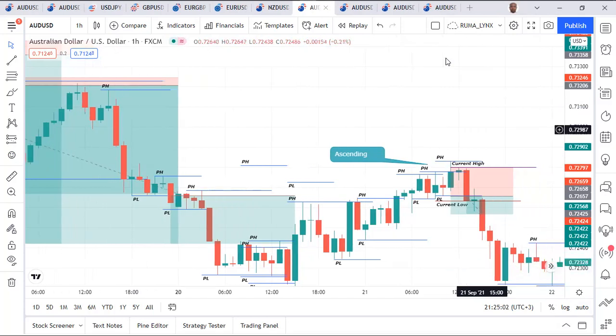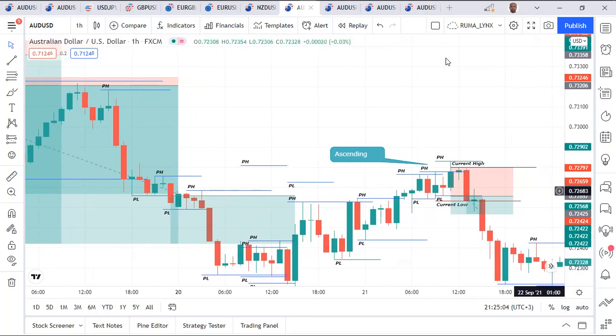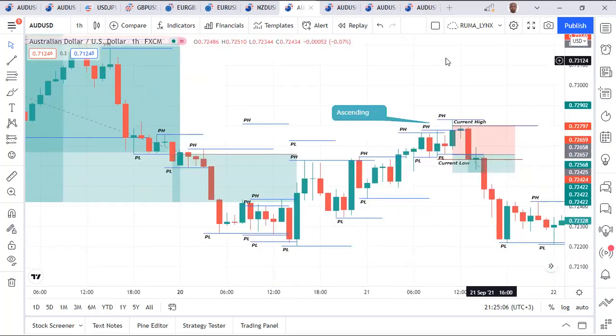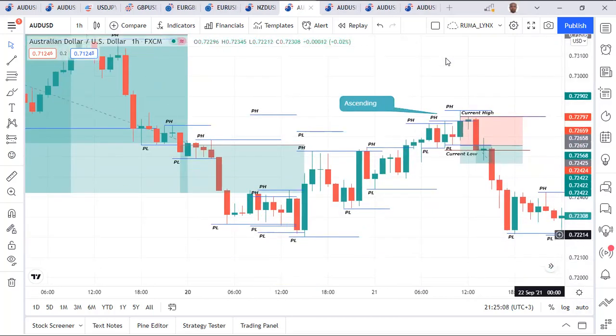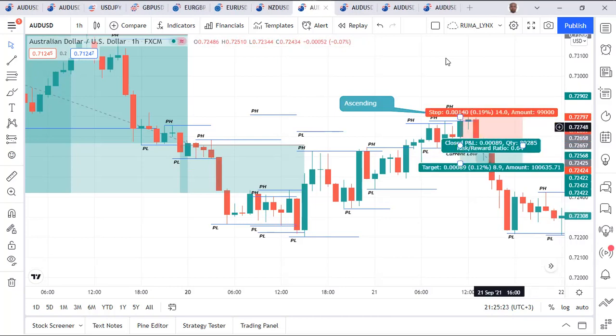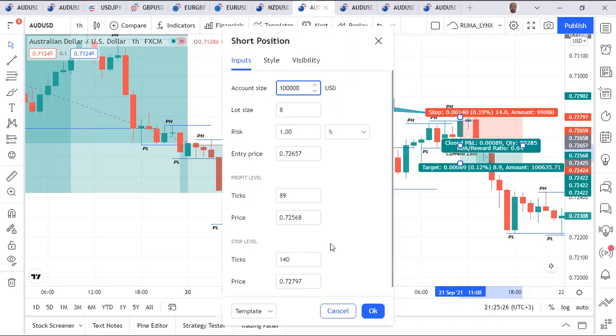So we get a new impulse here, as you can see. The market has broken down. So this is the new low, this is the new high. So we move our trade 2 pips above this point, which will be 0.72349.